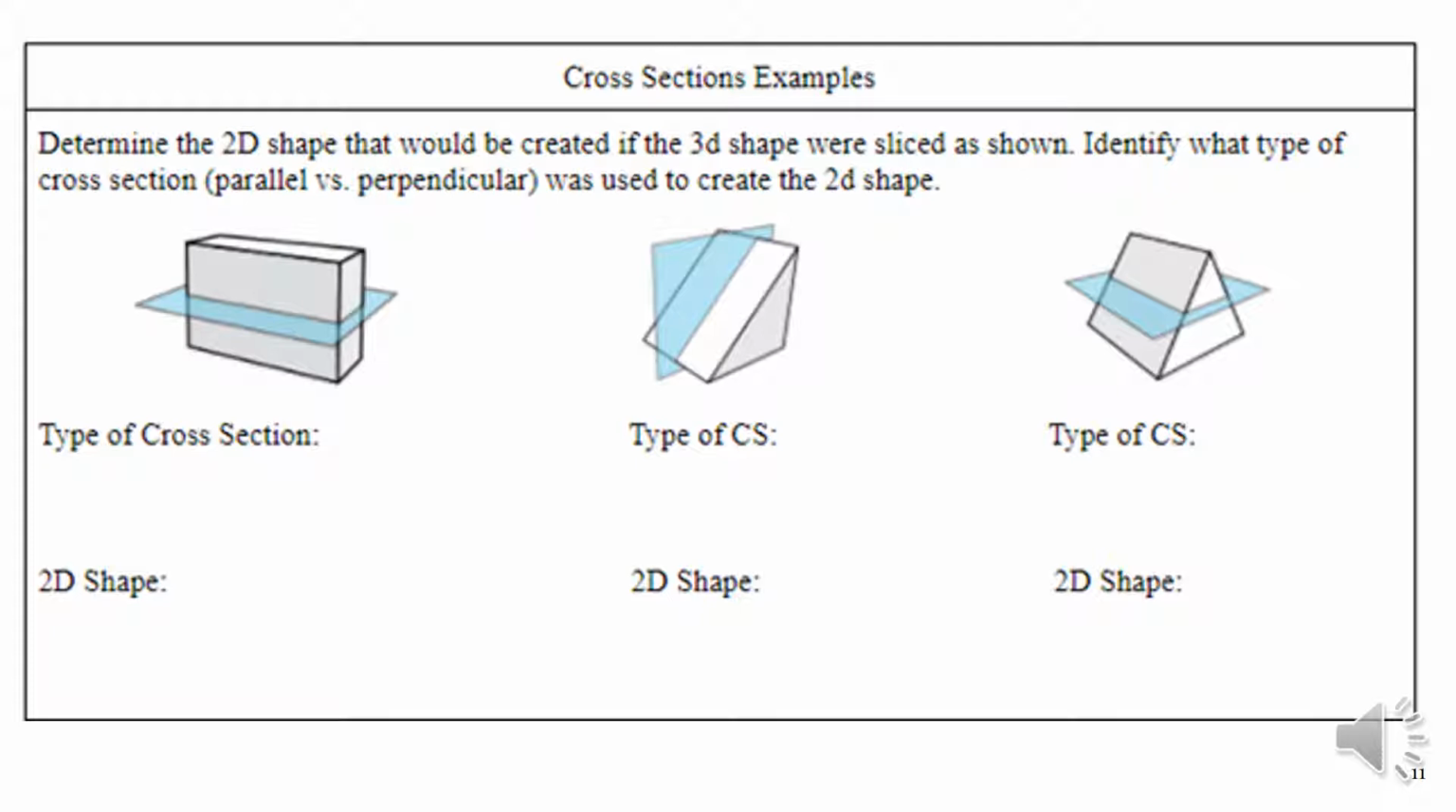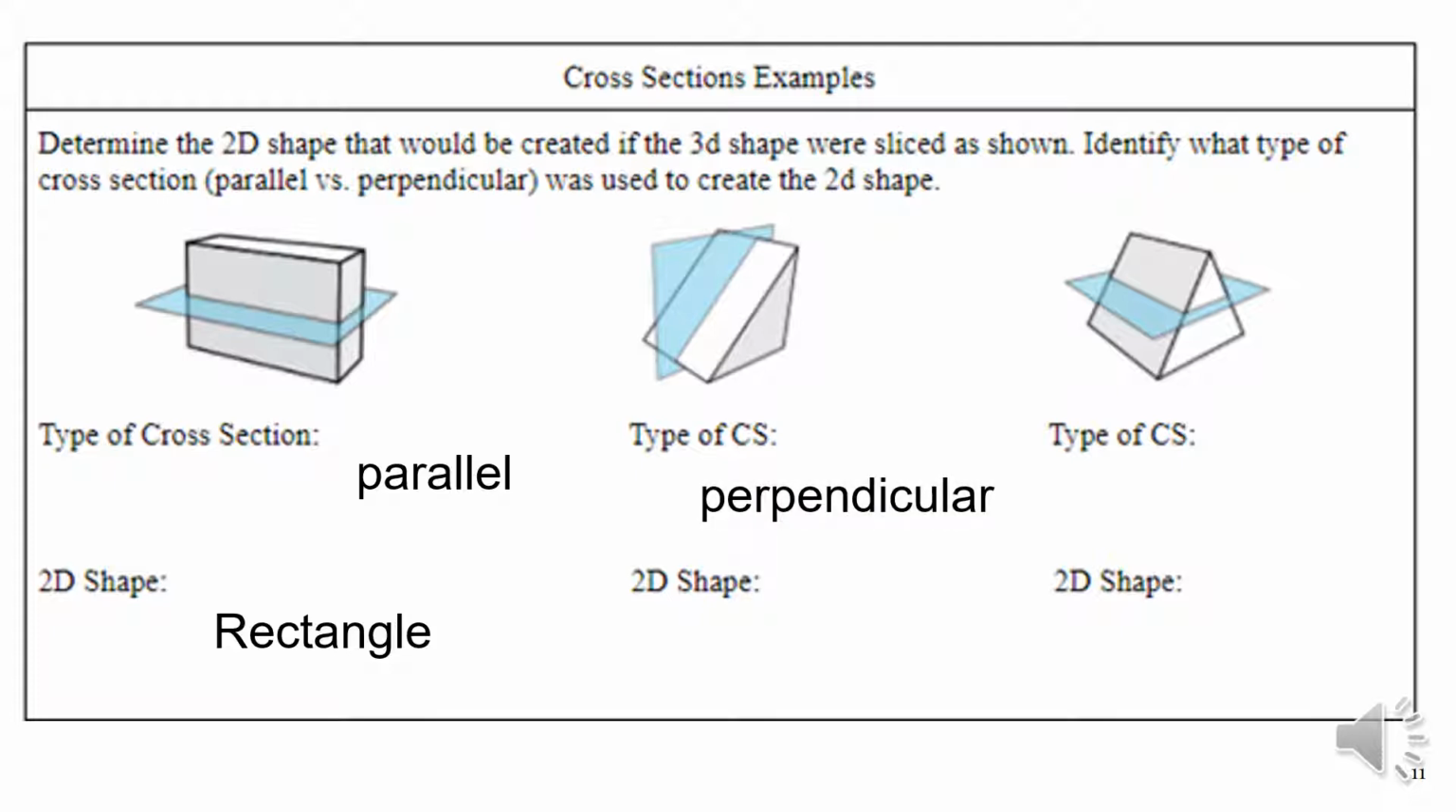So looking at the one on the left, is that parallel or perpendicular to the base of the shape? It's parallel. What shape would it make? A rectangle. Now let's look at the middle example. Is that parallel or perpendicular? It is perpendicular, and it would indeed make a triangle. The last one is a little bit harder to visualize, but it is a parallel cross-section, and the shape that you would see is a rectangle.